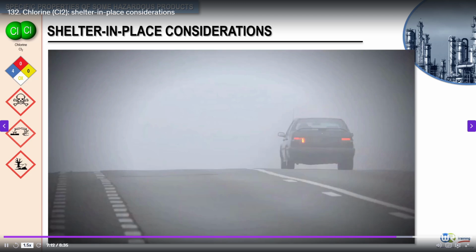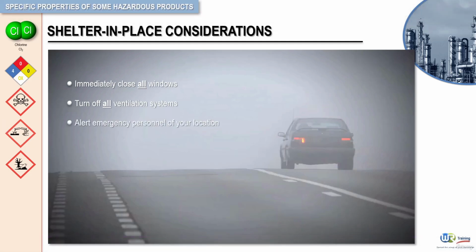Survivability is enhanced and risk of injury is reduced if you stay inside your vehicle and perform the following actions. The goal here being to prevent any outside air from entering your vehicle. First, immediately close all windows, including sunroofs. Then, turn off all ventilation systems, such as air conditioning and fans. Some vehicles may have automatic fresh air ventilation systems, so please know how to shut these off or activate the air recirculation feature.